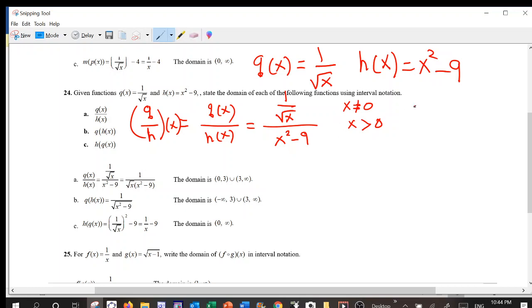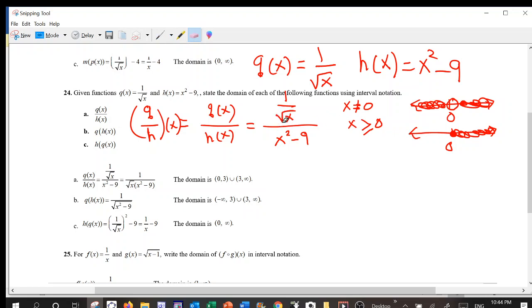So x cannot be 0. That means 0 is no good, right? Everything else is good. This one tells us that x has to be greater than 0. Again, 0 is no good. Let's do them separately, it's better. So the square root gives us this condition.